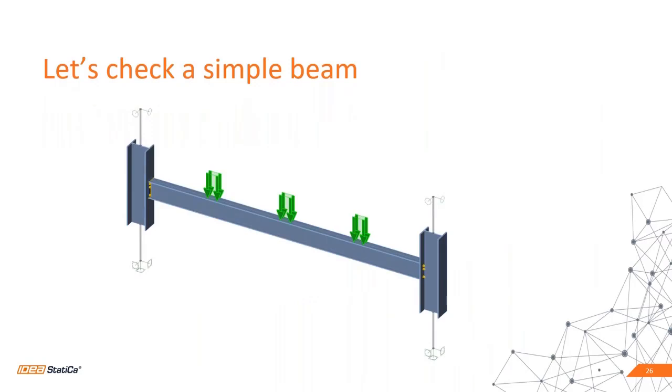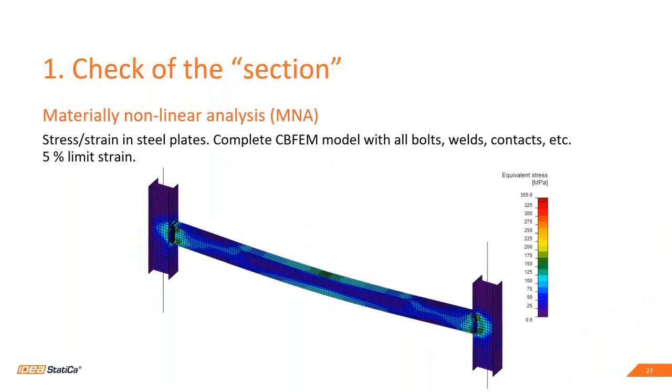So we can have a look at a, let's say, simple member. It's a bent beam loaded by some concentrated forces. In the first stage, the check of the section, we will run the materially nonlinear analysis. The whole member is meshed and the CBFEM model is created. All the bolts, welds, and contacts are there, and we will analyze the stress and strain. We will check the plastic strain, which is limited to 5%.